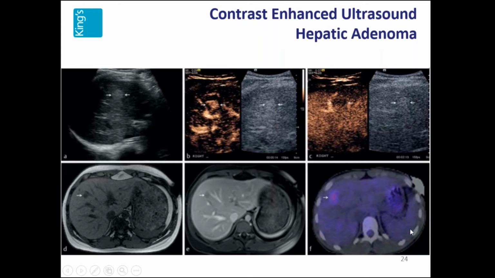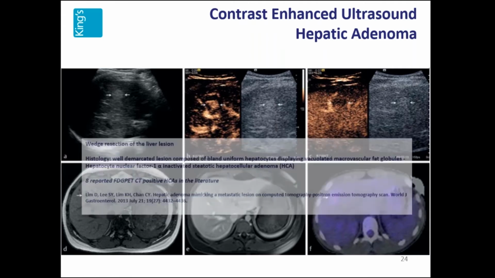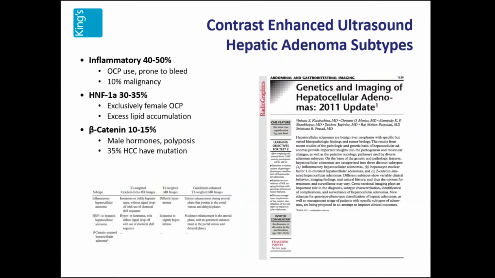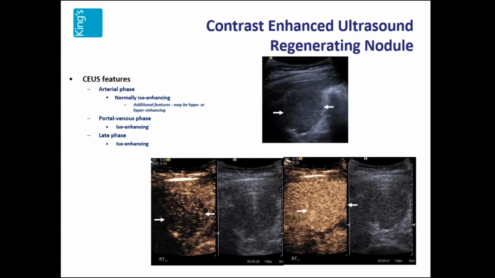Now, there was still some doubt about what we were managing here. So the patient had a biopsy, and the biopsy showed that it was a well-demarcated lesion, which was a hepatocellular adenoma. And there are 8 reported PET CT positive hepatocellular adenomas in the literature. But what's important here is not so much that the contrast showed washout, but that all imaging modalities also showed the same thing as we see with the contrast-enhanced ultrasound. And this is the most recent paper demonstrating the different types and who has the chance of malignancy. So it's not quite so clear in adenomas.